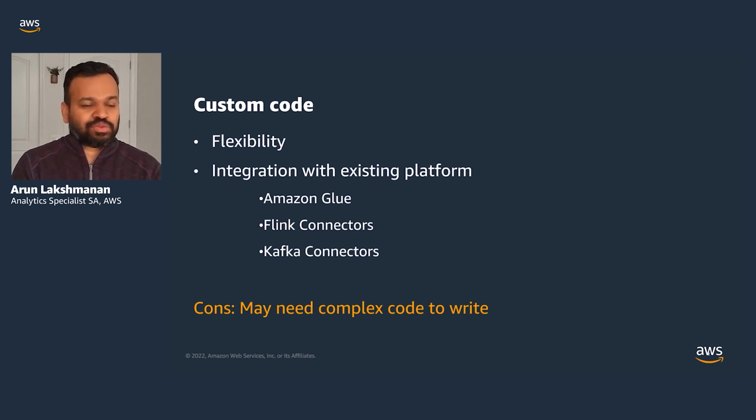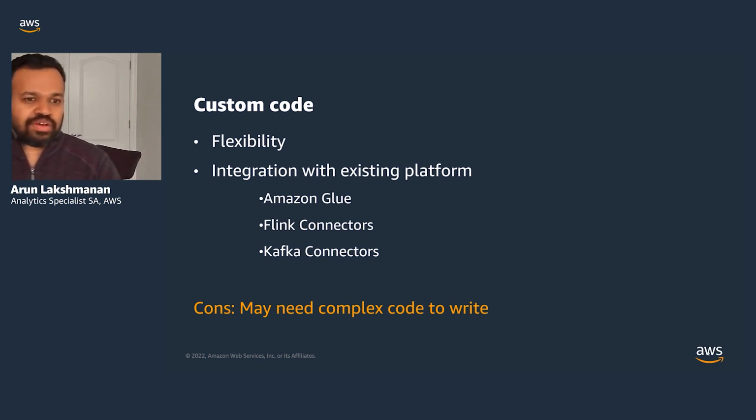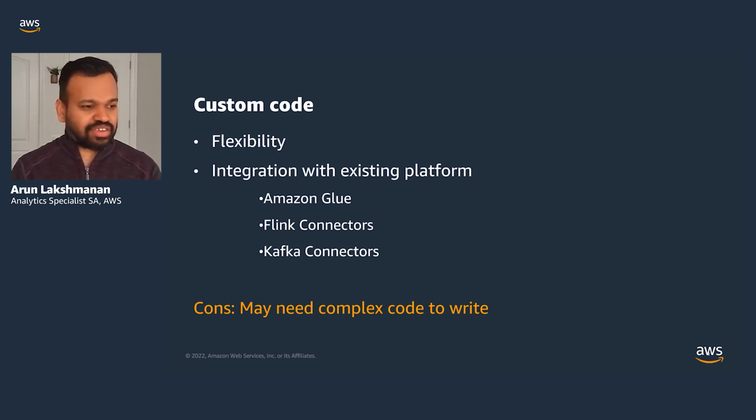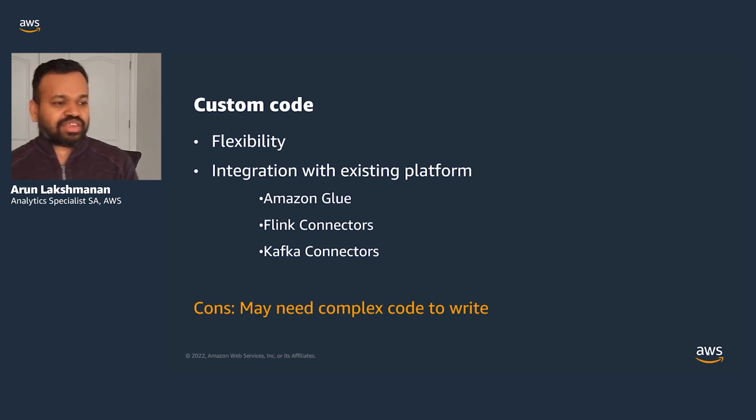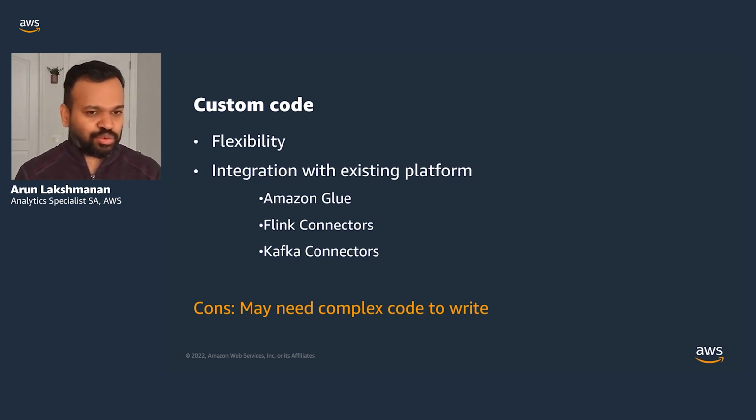The other option is to write custom code from scratch. If none of these tools are working for you, you can write fully custom code. Or if you have data collected in a stream, like MSK or Kinesis or any messaging system, you can use AWS Glue to process your data and send it to OpenSearch. Or you can use a Flink connector for OpenSearch or a Kafka connector for OpenSearch. For some of these operations, you can use managed services like AWS Glue or MSK Connect to send data from Kafka to OpenSearch. The main con is that you may need to write a lot of complex code and manage it on your own.